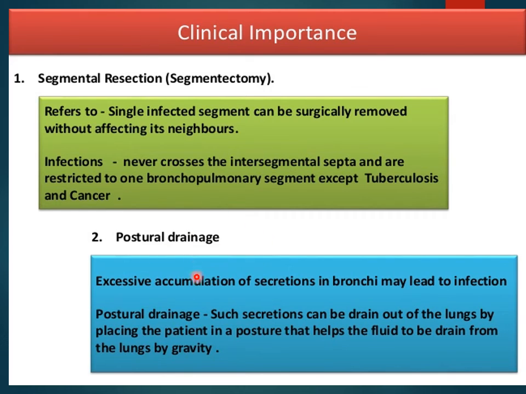Next, postural drainage. Excessive accumulation of secretions in the bronchi may lead to infection. So the drainage of these segments allows for postural drainage. Such secretions can be drained out of the lungs by placing the patient in a posture that helps the fluid drain from the lungs by gravity. The common position for postural drainage is the left lateral position, as the right lung is more oblique, more vertical in shape, so all the secretions come out along the gravity action. This was all.